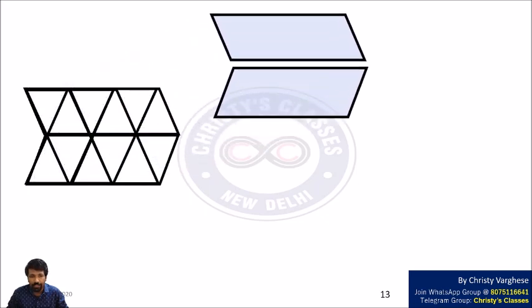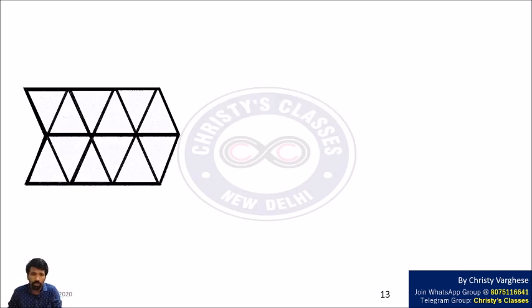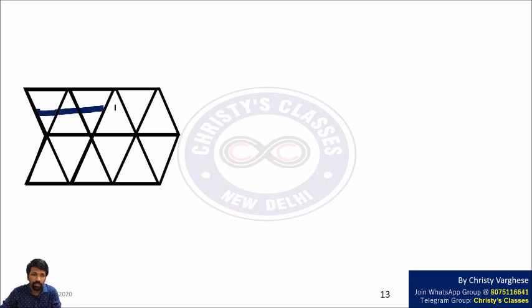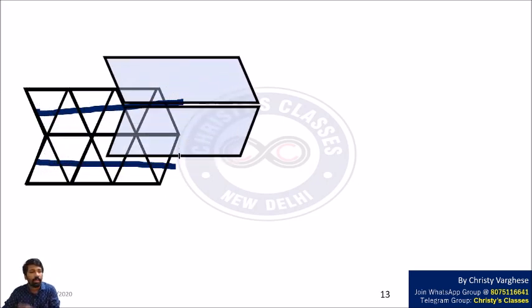First the biggest ones. That means 3 by 1 parallelograms. 2 possibilities are there. I hope all of you are seeing. First one in this direction, second one in this direction. So 2 parallelograms are possible.